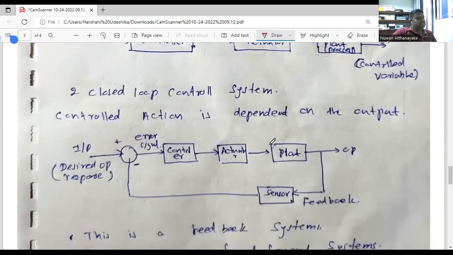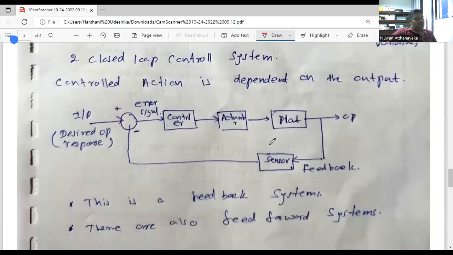Another thing is the closed loop control system. Closed loop means the control action is dependent on the output. So we have to change the control action according to the output. You have to measure the output, then according to the output, you can change the control action as required. That is called a closed loop control system. So in a closed loop control system, the output should be measured, and it is fed back to the input again. So this will be the feedback system.